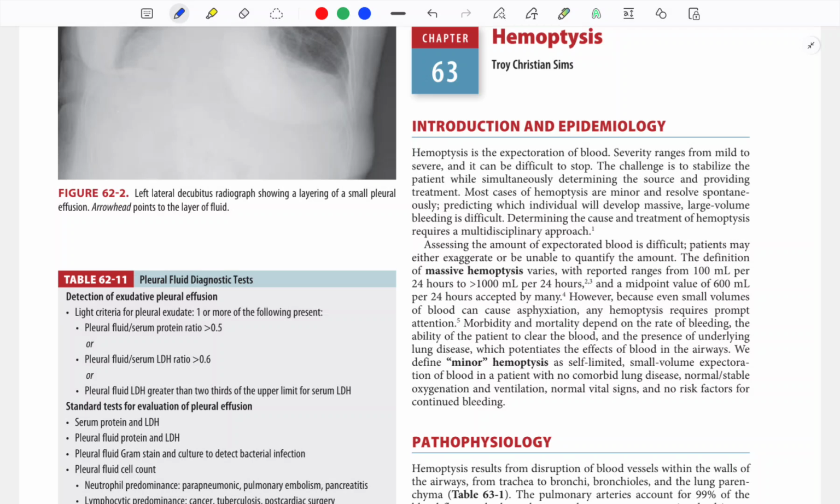Next chapter is hemoptysis. Assessing the amount of expectorated blood is difficult. Patients are mostly not able to tell. What is massive hemoptysis? It is described as 100 ml in 24 hours to more than 1000 ml, and a value of 600 ml in 24 hours is accepted by many. Massive hemoptysis is more than 600 ml per day or 150 ml per bout.